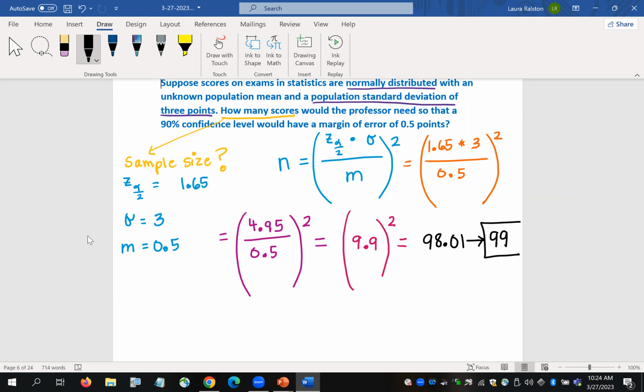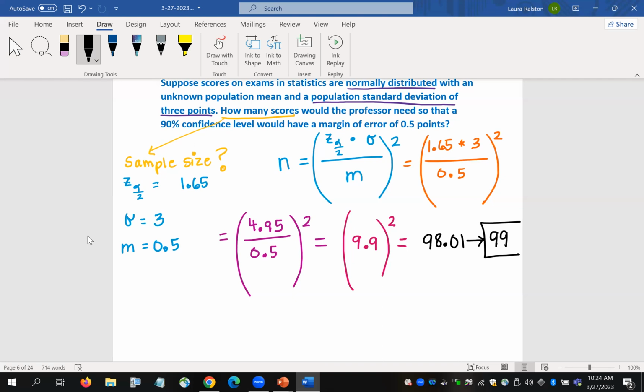Yes, ma'am. Okay, because you want to be sure. See, if I only do 98, my margin of error might be bigger than the 0.5 that's requested. But by doing one extra, by doing 99, I'm guaranteed that it's at least 0.5.